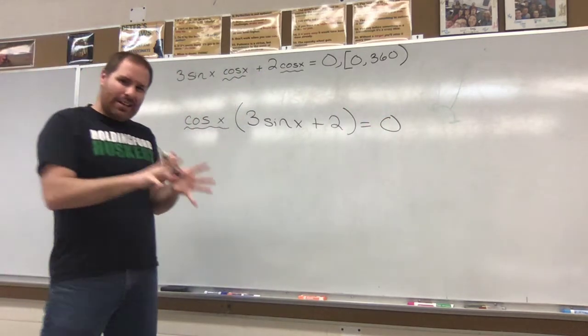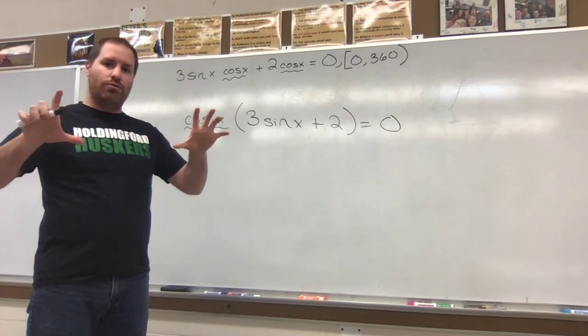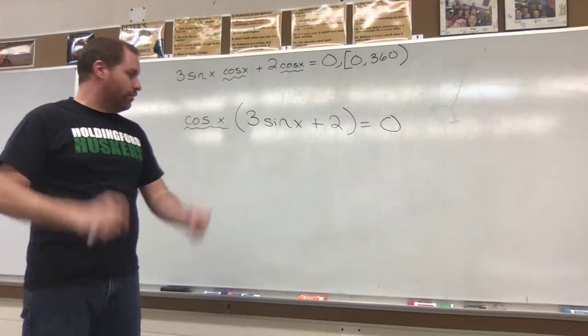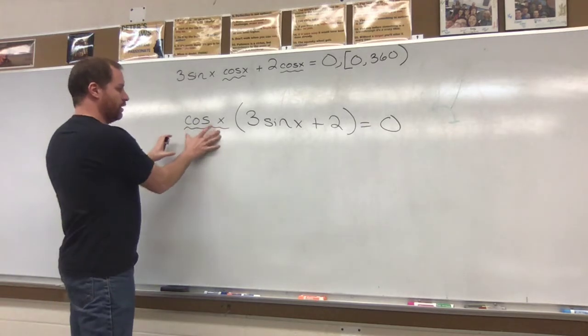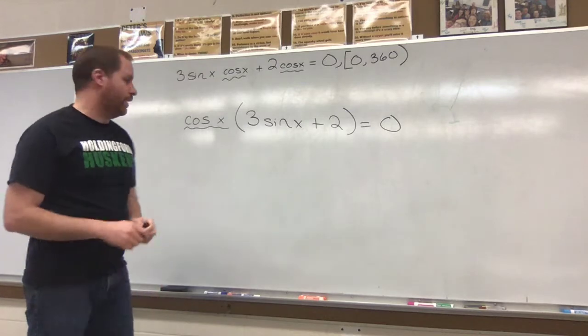And what that allows us to do now, since it's equal to 0, is we can split this into two separate equations. So we have one equation coming from this spot, one equation coming from here, and we solve it just like we would the tangent one.